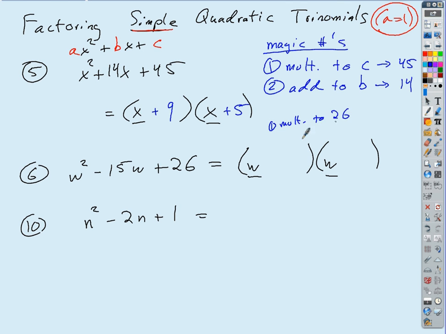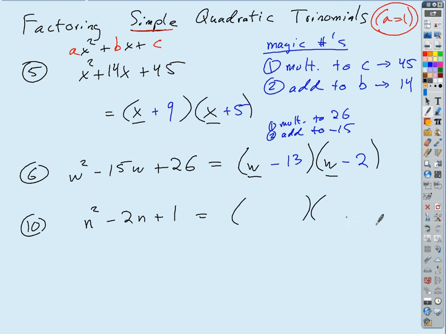Okay, so for number 6, they're going to have to multiply to 26 and add to what? To negative 15. So what are the signs going to be? If they multiply to a positive and add to a negative, they're both negative, and what numbers would we get? Okay, 13 and 2, good. Done. Okay, last one.